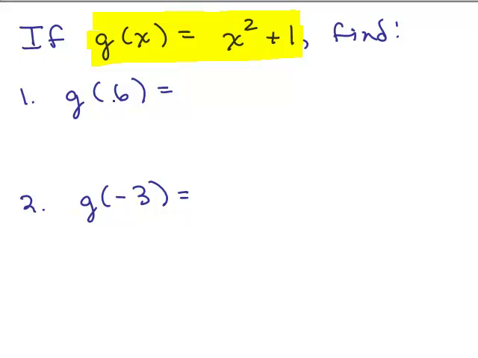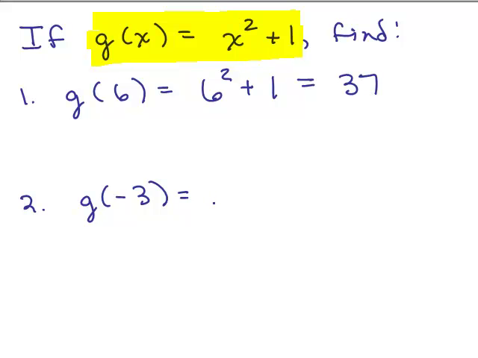All right, for g of 6, what you're going to do is replace x with a 6. So this will be 6 squared plus 1. That's 36 plus 1, which is 37. So there we go, that's g of 6.